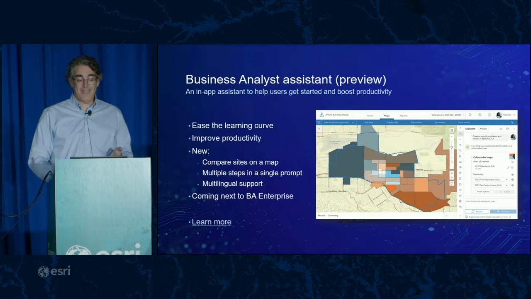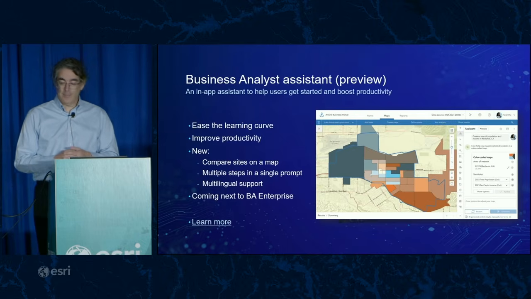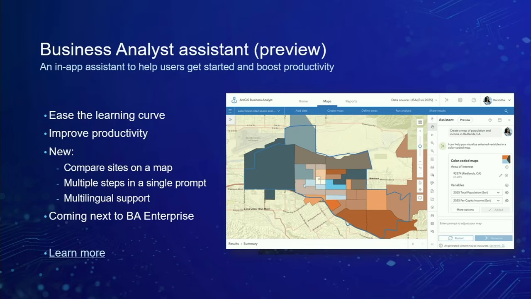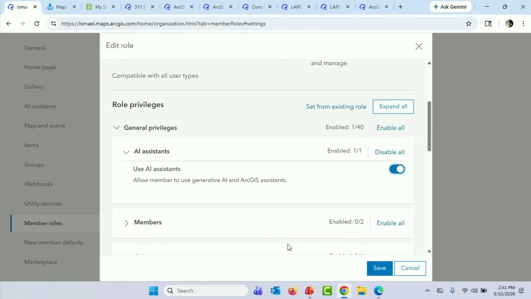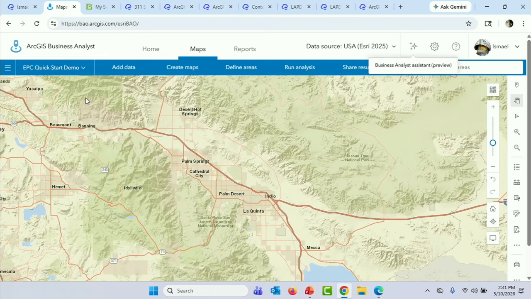The first one is the Business Analyst Assistant, okay? It's in preview. This is an in-app assistant to help users really get started with the product. How many of you have used Business Analyst? Yeah, quite a few of you. So if I go into Business Analyst, I'm going to open Business Analyst for a second here. This is Business Analyst. So we haven't changed BA. You have the menus, the tools, you can use BA as you have done in the past.